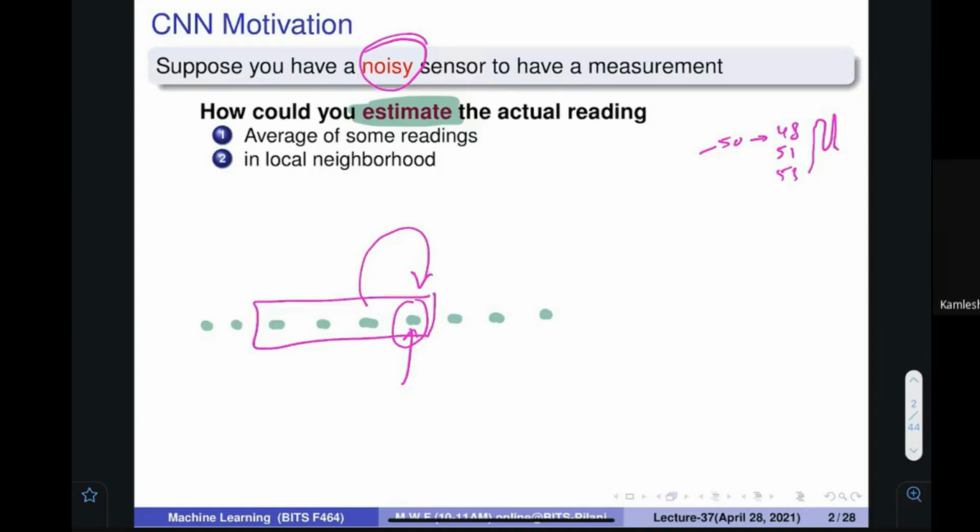This is the right strategy. Many other times you assume that the noise has a zero mean distribution, and therefore if you find this kind of summation, the average value that you get is actually not far from the actual mean of the system. So this is going to be the right strategy.